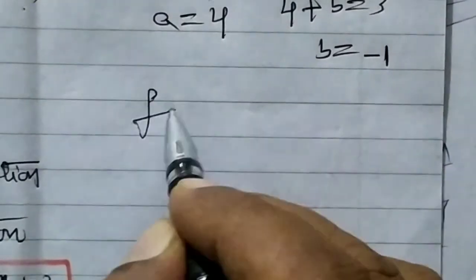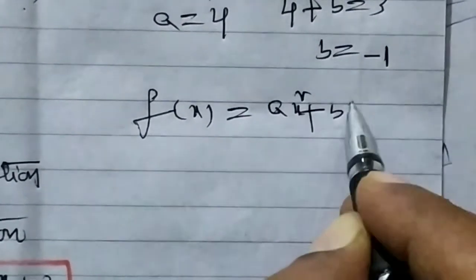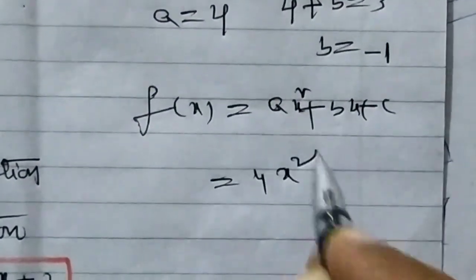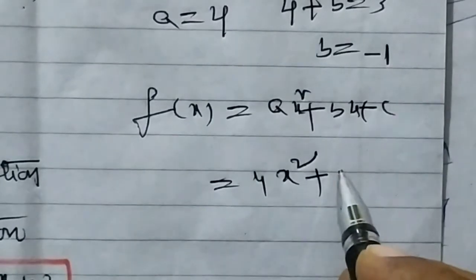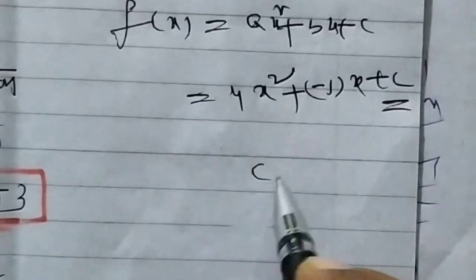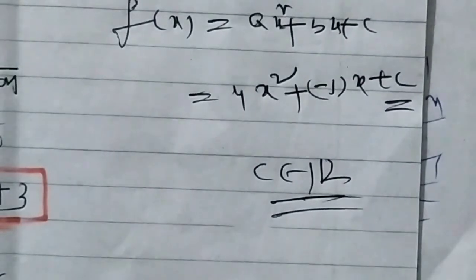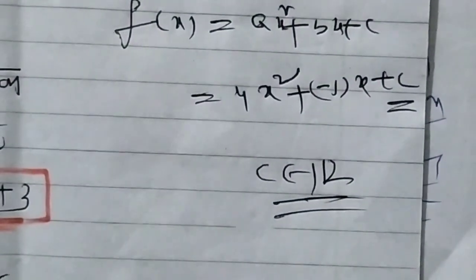the required function f of x is equal to ax square plus bx plus c, that is, 4x square plus minus 1 into x plus c. c is valid for any c belongs to R. It is valid; any c can be applied to get the quadratic expression.